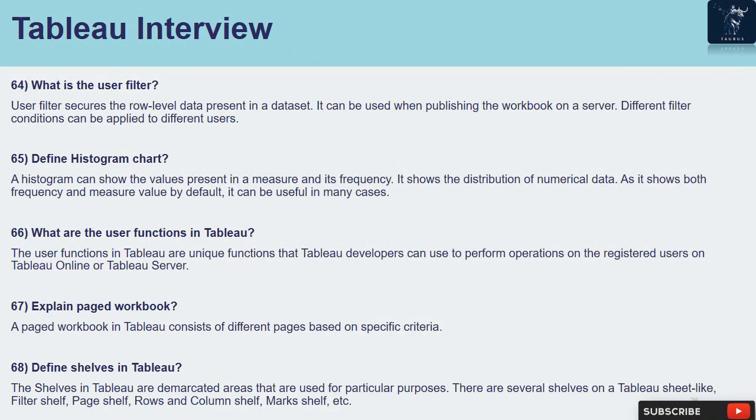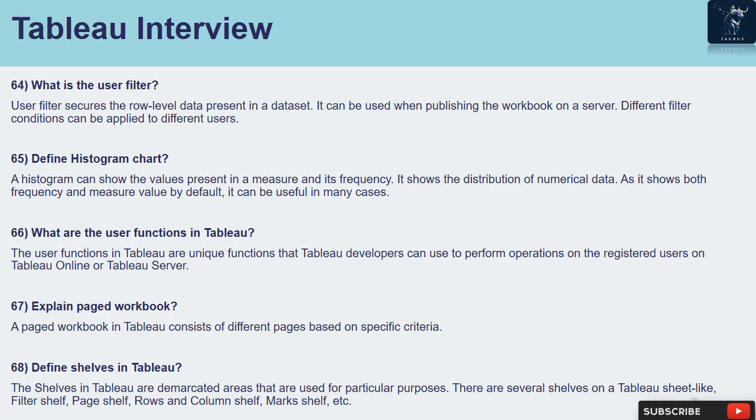64. What is the user filter? User filter secures the row-level data present in a data set. It can be used when publishing the workbook on a server. Different filter conditions can be applied to different users.